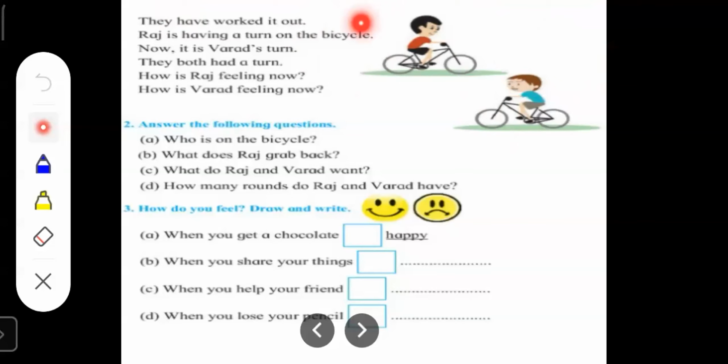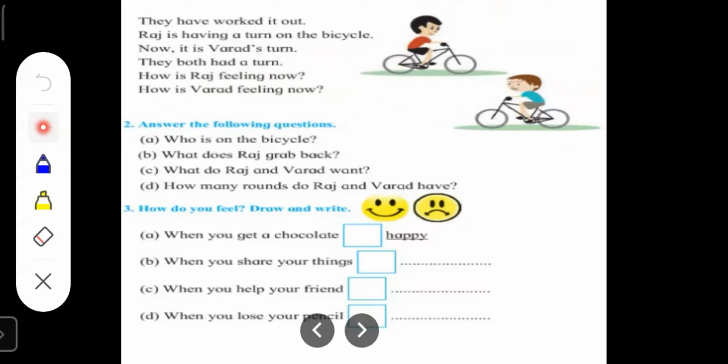You can see Raj is having a turn on the bicycle. That means first Raj is having a ride on the bicycle. Then Bharat is having his turn. Then in this way, both are having a good ride on the bicycle. Now you can see both Raj and Bharat are happy. How is Raj feeling now? How is Bharat feeling now? They are both enjoying and both are happy.